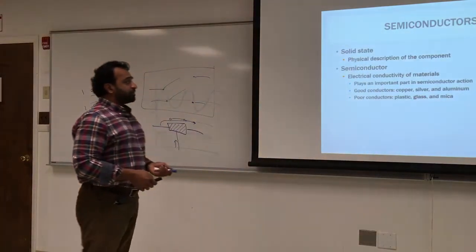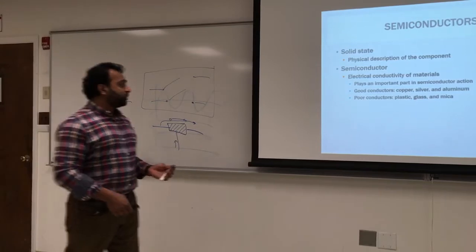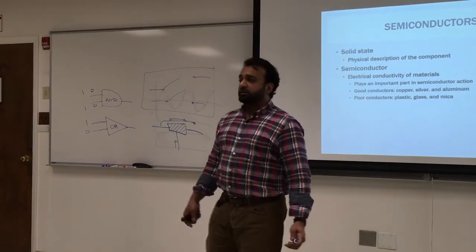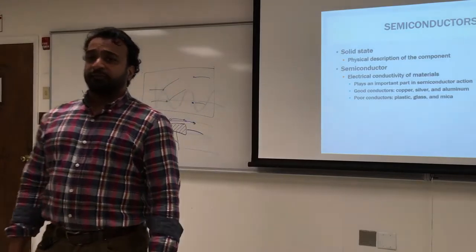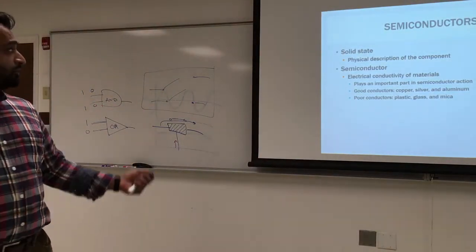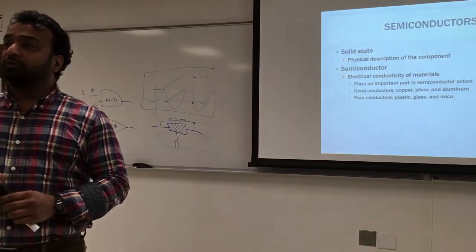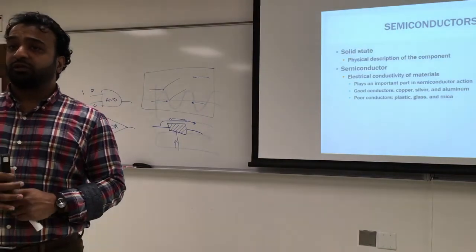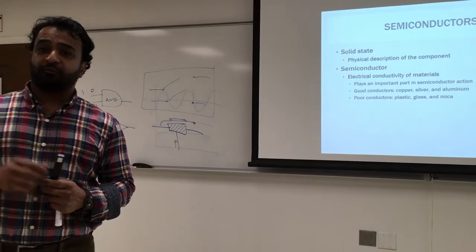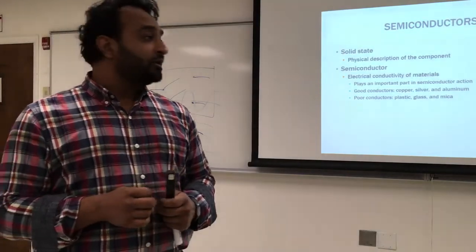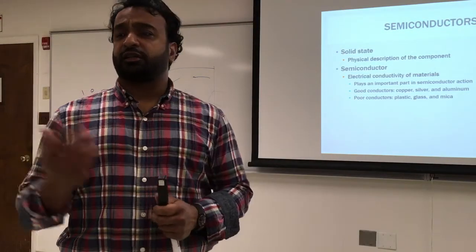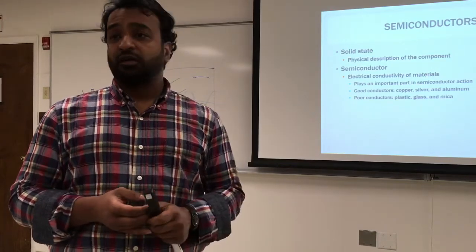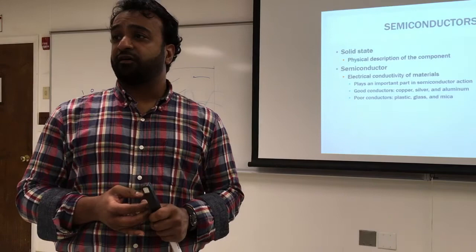Good conductors are copper, silver, and aluminum. And poor conductors are plastic, glass, and mica. Silicon is, again, a semiconductor, and it helps a lot for us to make boards. Those green boards are made of semiconductors, and we put a lot of control items in them. And that was the rise, I guess, of electronics and Silicon Valley. They call it Silicon Valley because it's a lot of silicon, a lot of controls, and a lot of electronics.